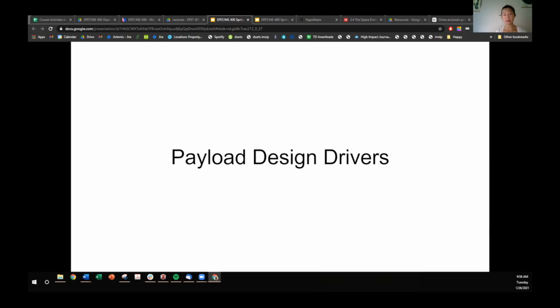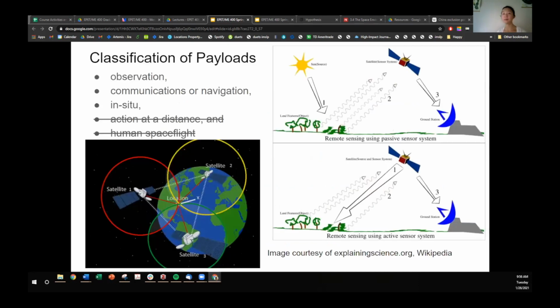So, payload design drivers. There are different classifications of payloads, as we talked about earlier in class. For our CubeSats, I think the most relevant ones are observation, which many of you have chosen, communications or navigation, and in situ. Observation payloads are self-explanatory as payloads that observe, typically through remote sensing.